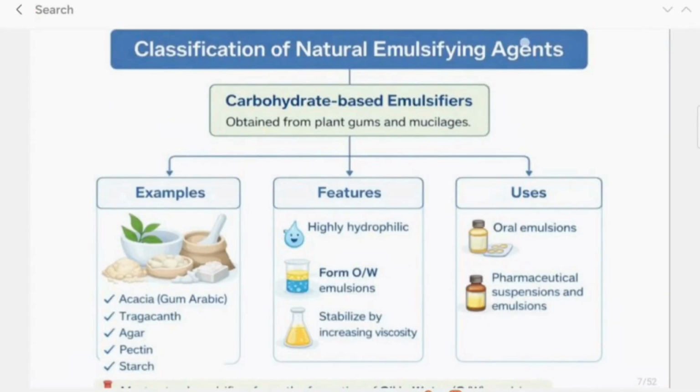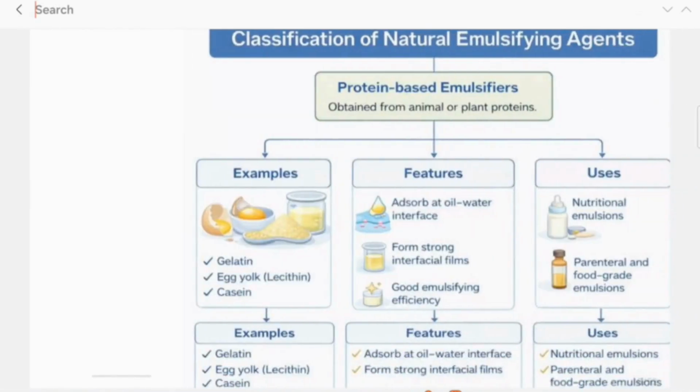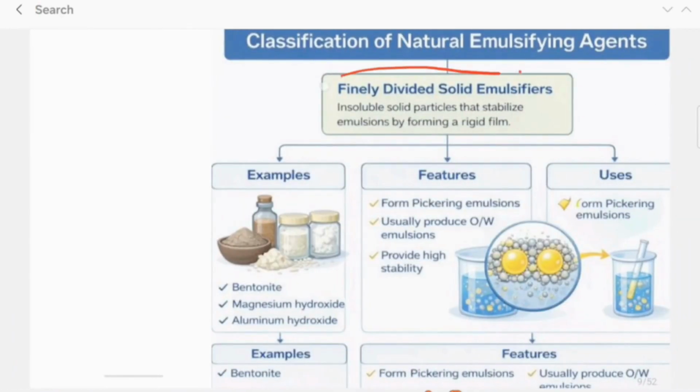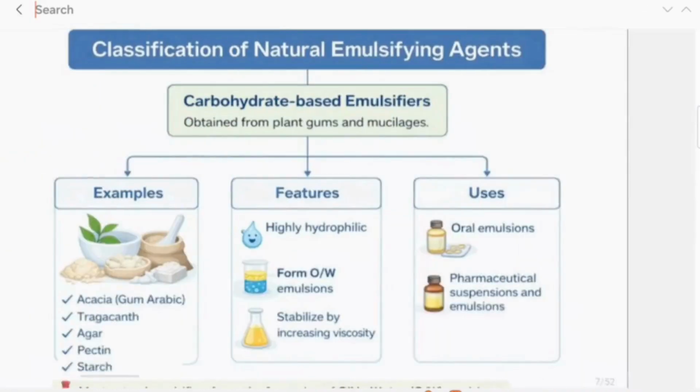Classification of natural emulsifying agents. They are classified into three categories. The first one is carbohydrate based emulsifiers, the second one is protein based emulsifiers, and the third one is finely divided solid emulsifiers. Let us see one by one.